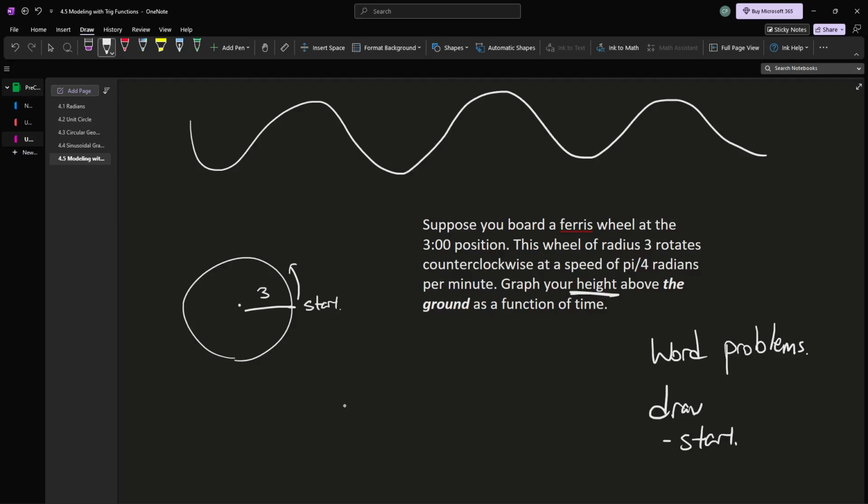This is ringing a little bell. Radians per minute, we see immediately that is omega. Pi over 4 radians per minute. So I kind of laid out everything I have. If we want to find the height above the ground, the next thing that I want to identify is for these problems, we want to see, are we oscillating here? Is this something that kind of repeats?